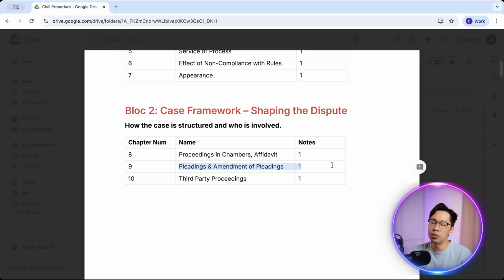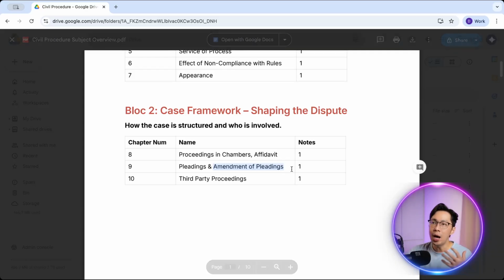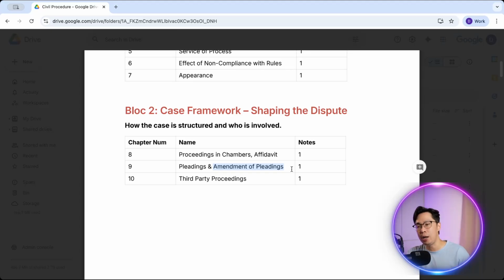Pleadings and amendments of pleadings. Pleading, as it says, okay, don't confuse. Pleading means statement of claim, statement of defense, all these things. Writ is writ, OS is OS. They are not pleadings. Pleadings are statement of claim, statement of defense. So when we look at pleading, what is the pleading? What is the rule on pleading? How do we write pleading? What are the things we can write in there? What are the things we cannot write? What about amendment of pleadings? How do we amend pleadings? What are things that we can amend?